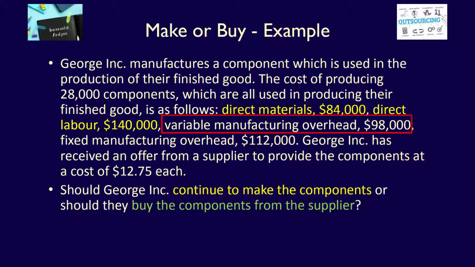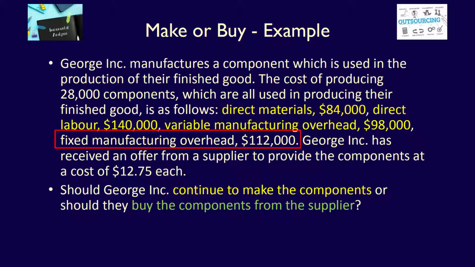The variable manufacturing overhead costs are also incurred to make the component, $98,000. Again, if we buy the component, zero costs. This cost changes between the alternatives, and again, it's a future cost, so variable manufacturing overhead costs are relevant, and they're incurred if we make the component.